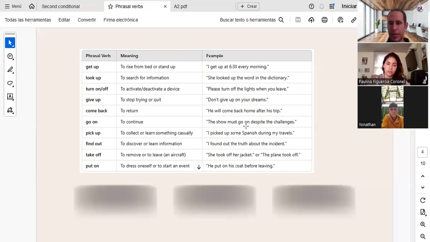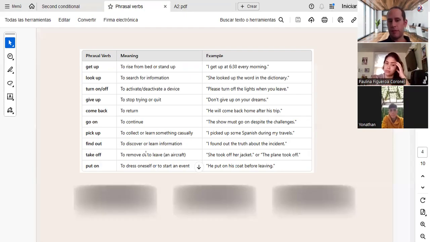Casually, I learn some Spanish, or pick up means to take something. Take, pick up, recoger, o aprender por casualidad. Find out, to discover or learn information. I find out the truth about the accident, right? So when I ask you to try to guess the meaning, is because you are trying to find out, descubrir. You're finding out the meaning of these words.